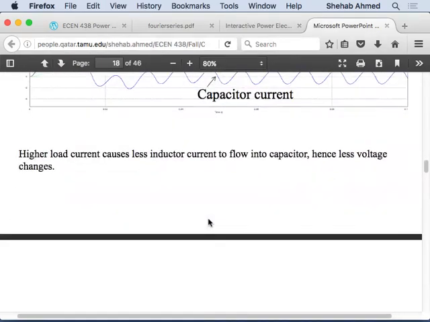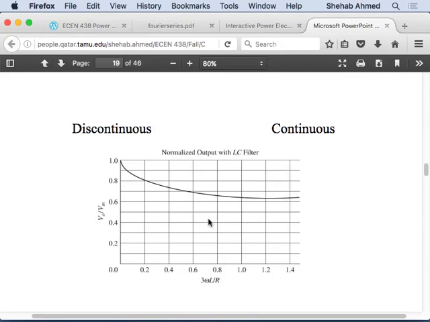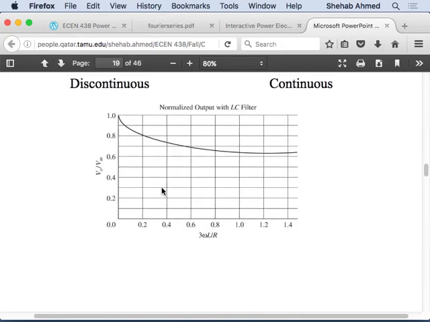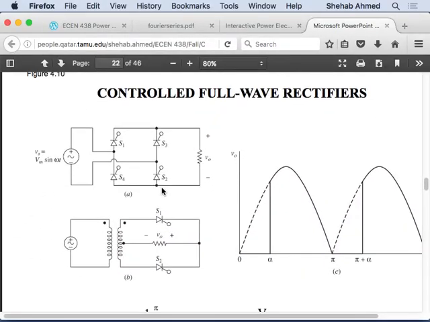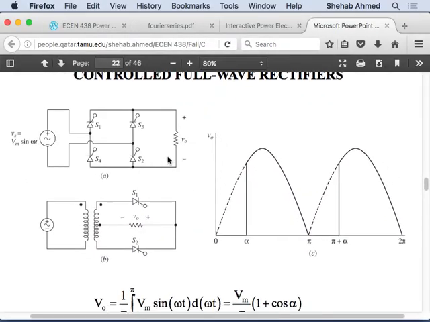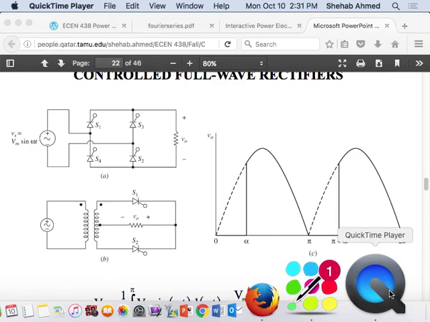So more simulations here. Not very important simulations. And then I think next time we'll start with the controlled full wave rectifiers, and we'll do 3-phase after that. So stop here.